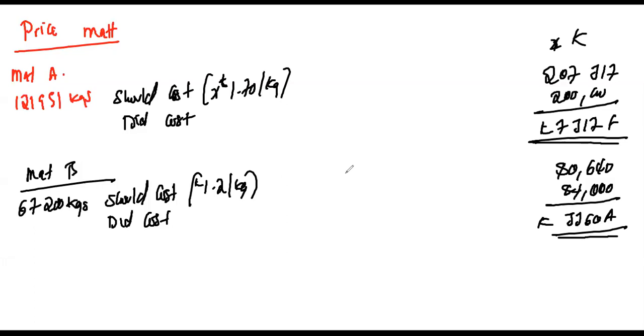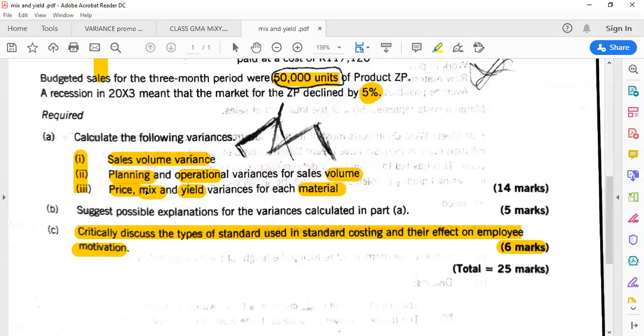Okay, so now we can move on. So you see the total quantity used here. If you want, we could have worked it out differently, but anyway, no problem. So let's go to part B. Part B of the question says mix and yield variances for each material. So for each material, find out the mix and find out the yield. Now, here there's a formula. And nobody can learn the formula for you apart from yourself.